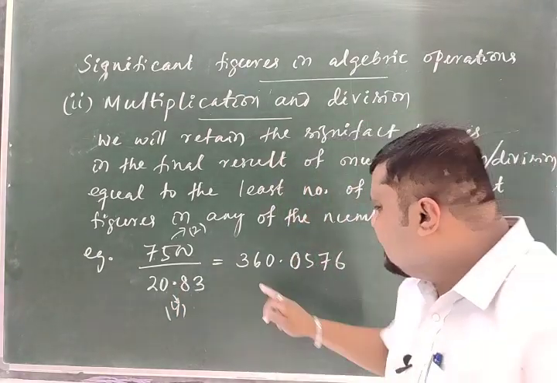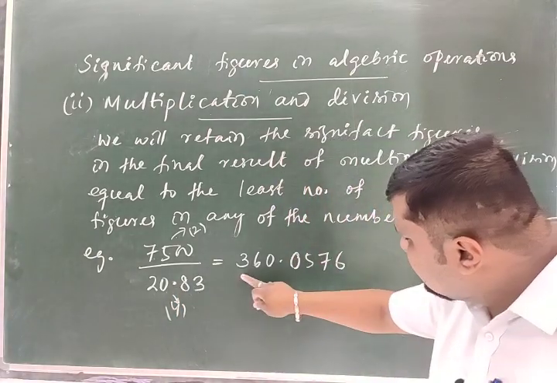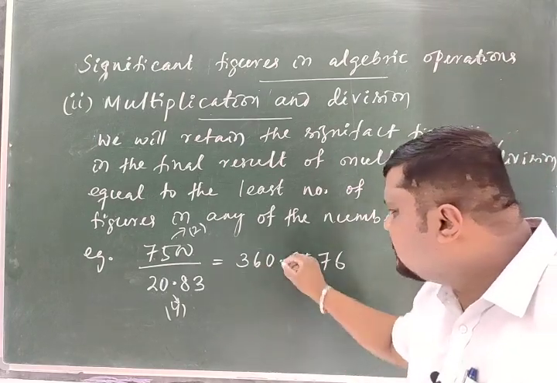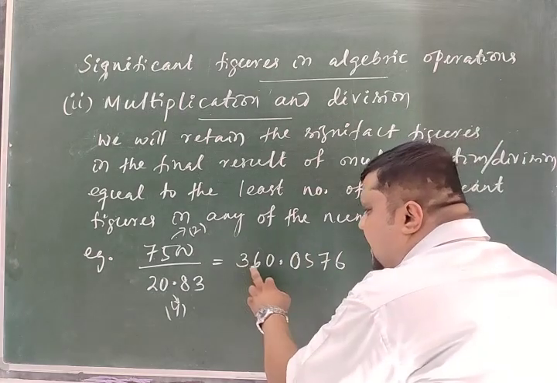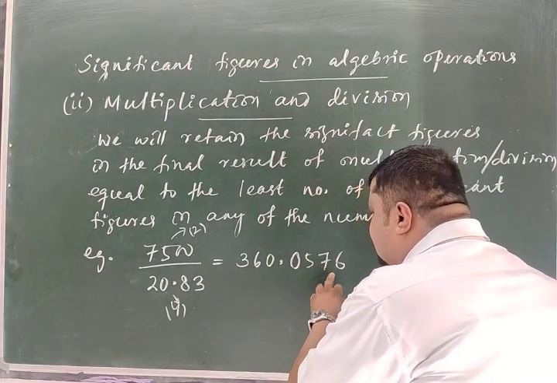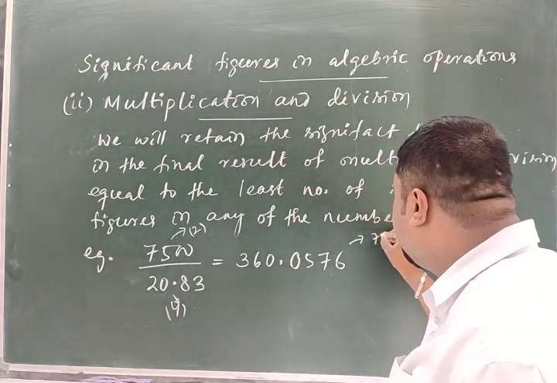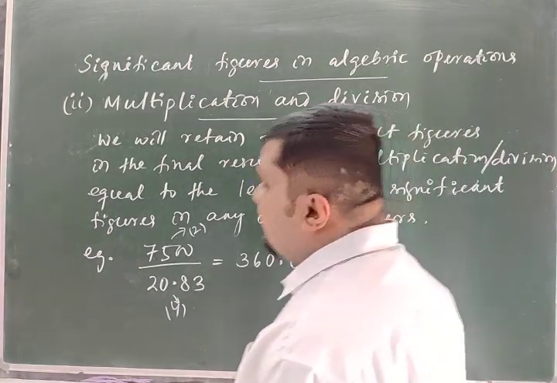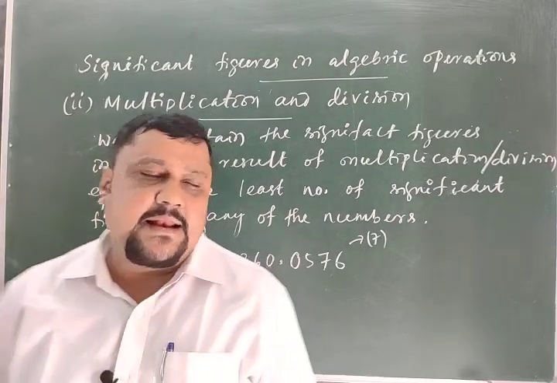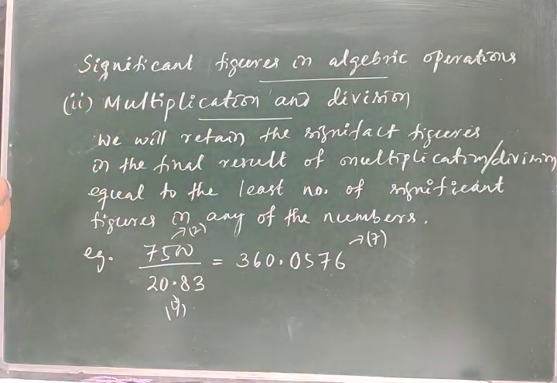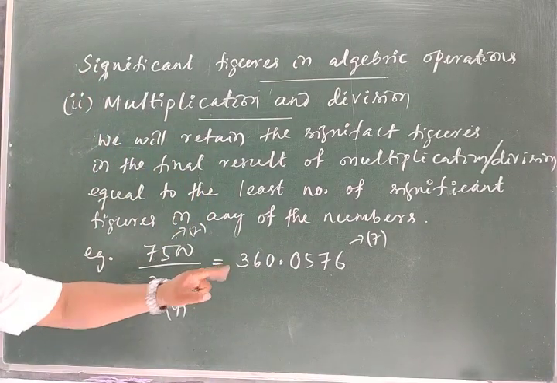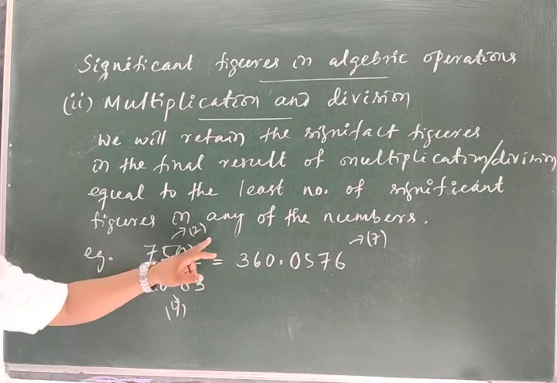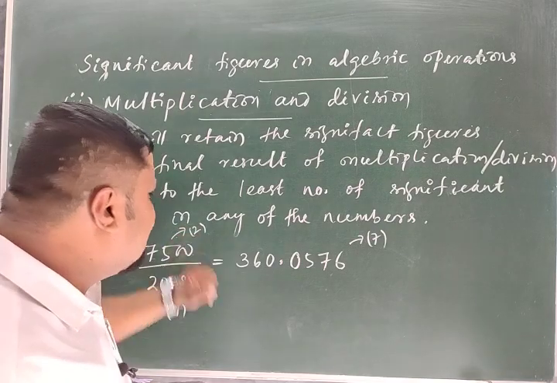But in the result, up to what significant figure did I get? These zeros are significant, they lie between 2 non-zero digits. So this is decimal. So 1, 2, 3, 4, 5, 6, 7. In the result I got 7. But the rule tells me that in algebraic operations, by using the significant figure rule, you should retain up to 2 significant figures, not 2 places, it is 2 significant figures.